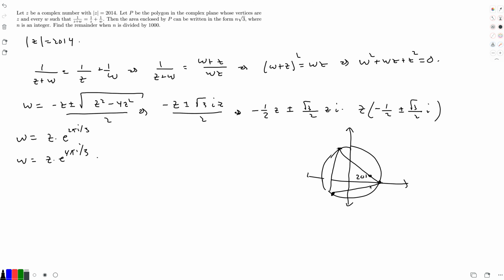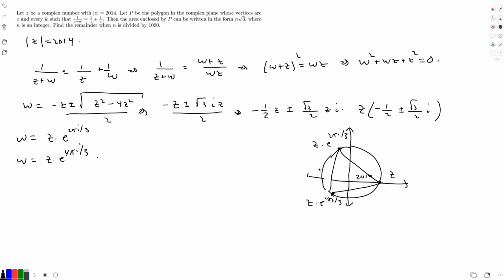Now, how can we proceed? Actually, if you'll notice, I conveniently placed z as 2014, and that's maybe another way of going about this problem. We can actually solve it without loss of generality, assuming that z is equal to 2014. But in this case, this is just z, this is just z times e to the 2 pi i over 3, and this is z times e to the 4 pi i over 3.